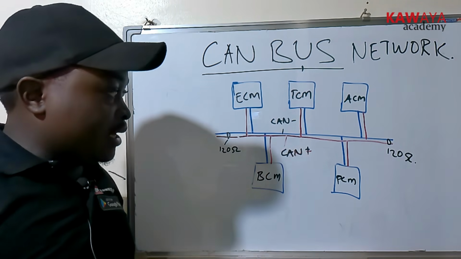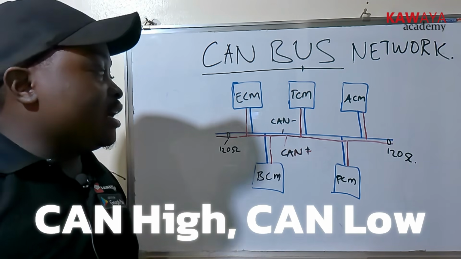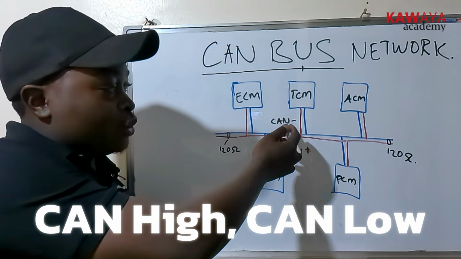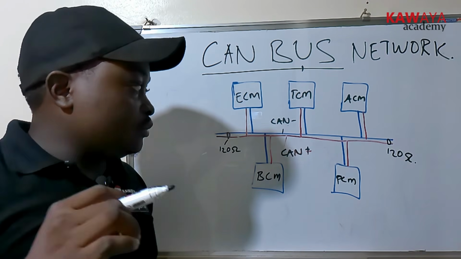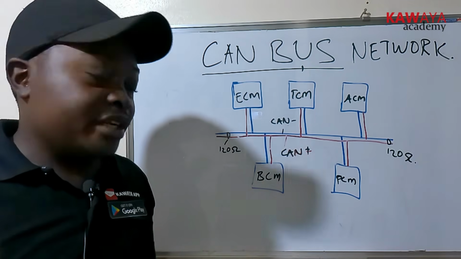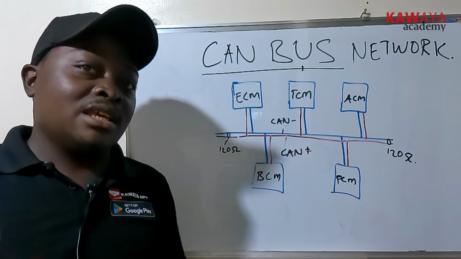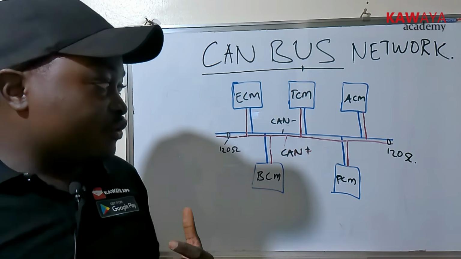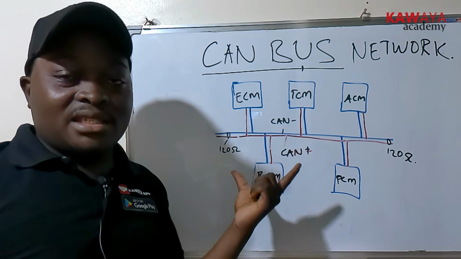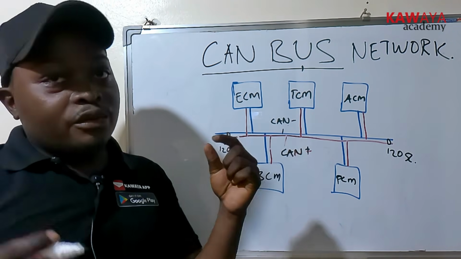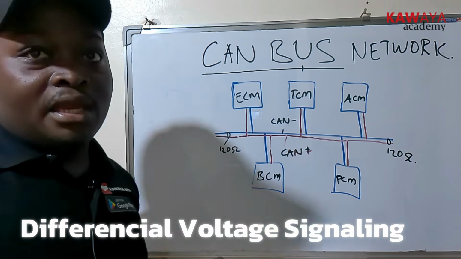Now in CAN bus we have what we call CAN high and CAN low. CAN low is the one that has a lower voltage signal reference, and CAN high is the one that has a high voltage signal reference. The way data is transmitted in this CAN bus network system is called differential voltage signaling.